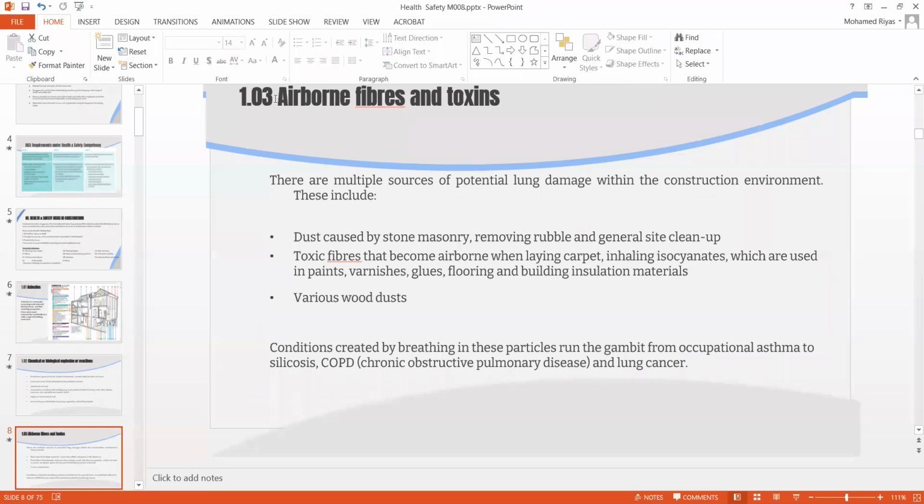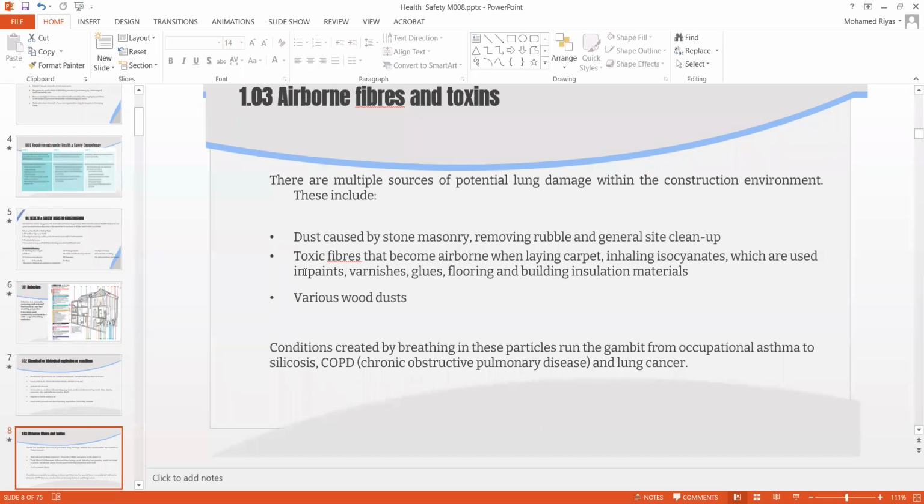Now coming to the airborne fibers and toxins, there are multiple sources of potential lung damage within the construction environment. These include dust caused by stone masonry, removing rubble, and general site cleanup. Usually dust is formed in any part of the construction site. When you clean up, or especially when you are removing rubble and doing general site cleanup, dust is always created.